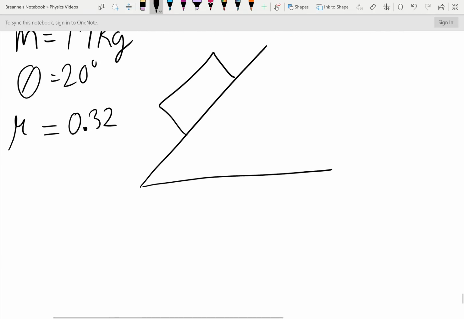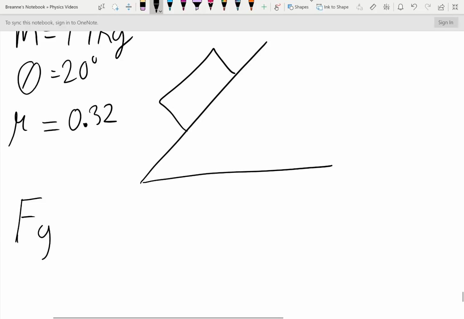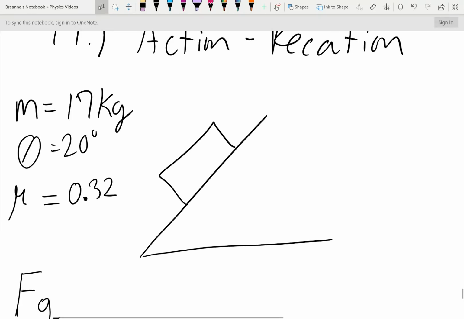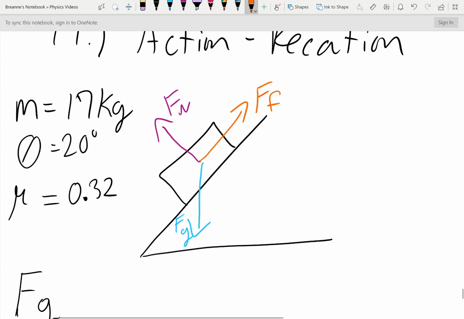The first thing it asks you to find is your force of gravity. Before you even do that, I highly suggest you draw your free body diagram so you know what's going on. Your force of gravity goes straight down. Then you have your force of normal. It goes with the surface. Since your surface is tilted, your force of normal is tilted. Then you have your force of friction. Remember, force of friction goes opposite of the motion. Your block is trying to go down the ramp, so your friction is going up the ramp because it's trying to keep it on the ramp.